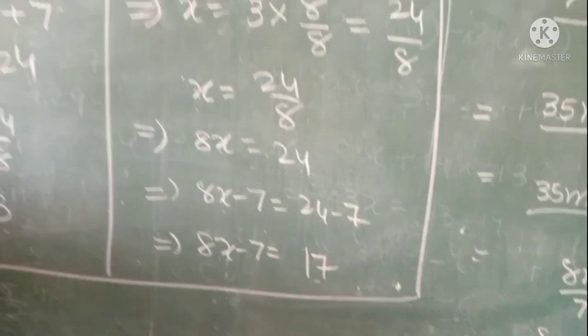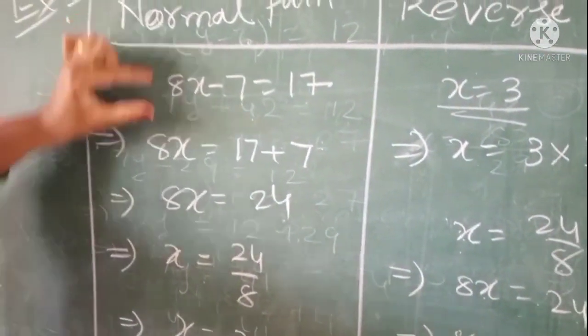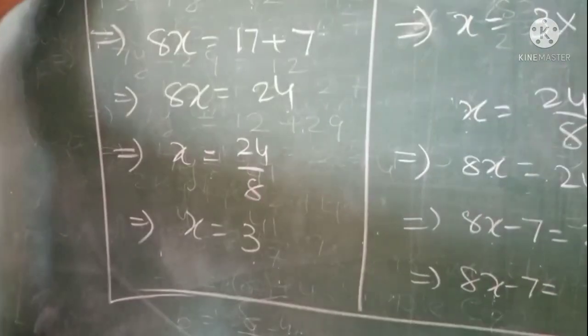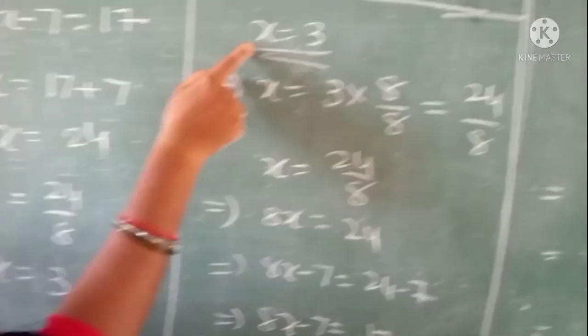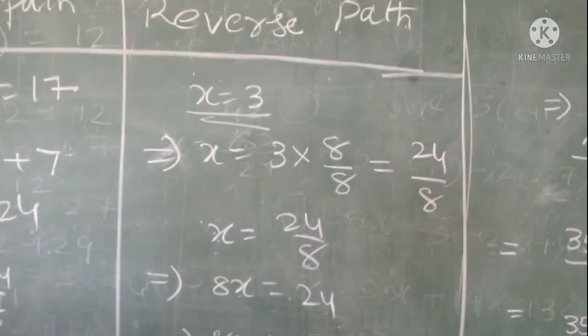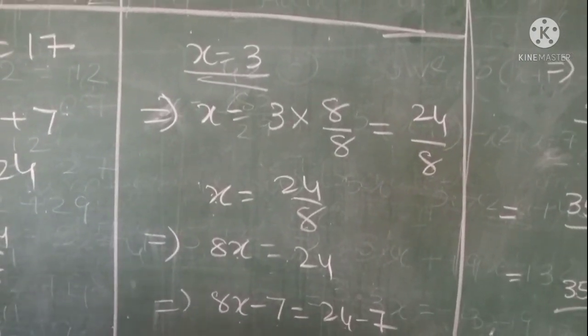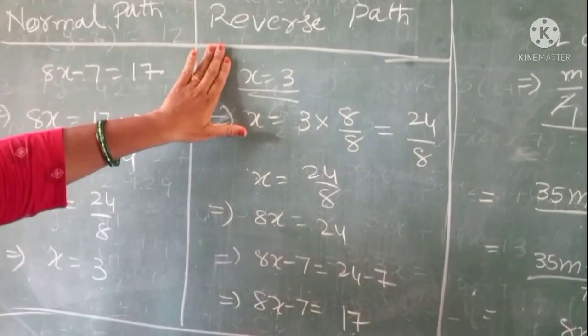Children, listen carefully, you can understand. I am given the equation, solve the equation, x equals 3. This is the solution. This is called the normal path. But in the reverse path, the solution is given, write the equation: 8x minus 7 is equal to 17. You can understand, children. This one is the normal path, this one is the reverse path.